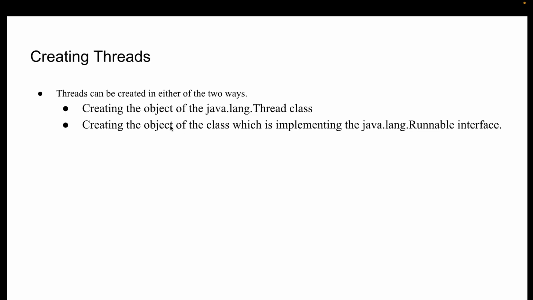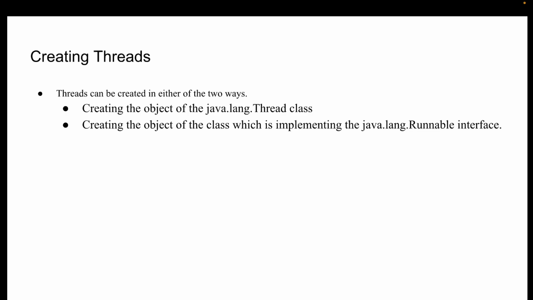The other way is creating the object of a class which is implementing the Runnable interface. The Runnable interface also has the same method which the Thread class has. So either way you can create threads: you can implement the Runnable interface or extend the Thread class. You know that interfaces basically have the prototype or signature of your methods. That particular method is available in the Runnable interface as well, and this is also in the java.lang package.